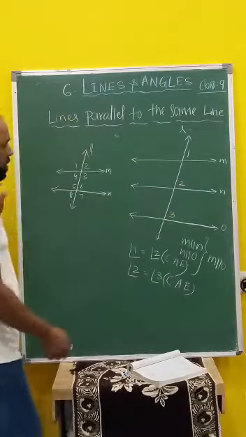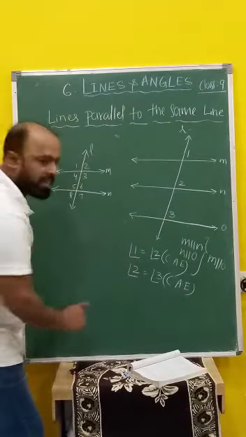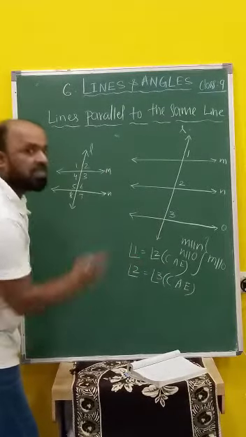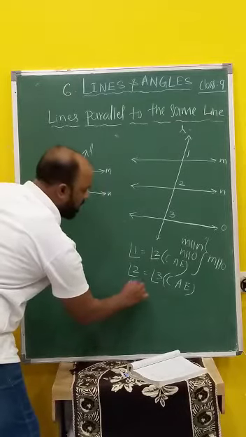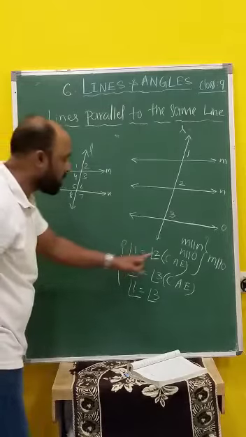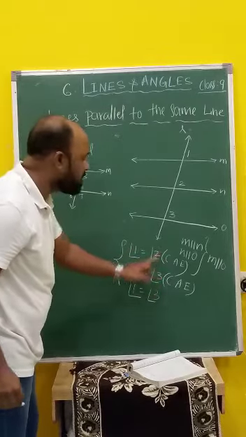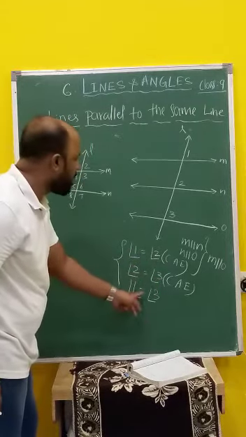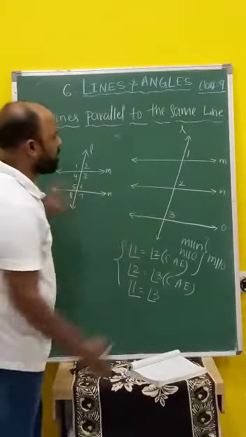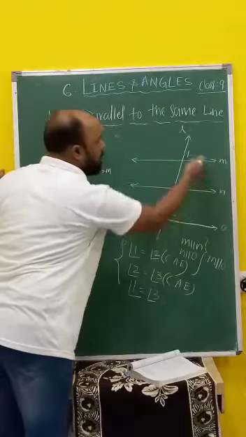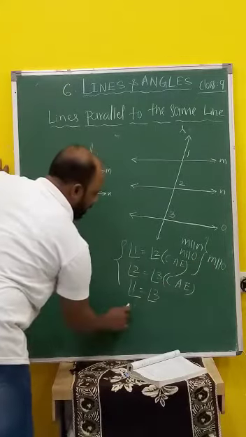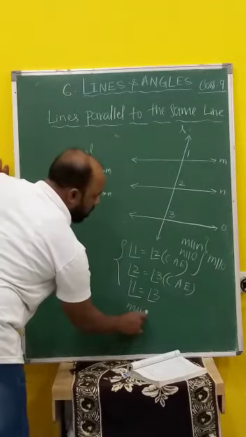Now come to the conclusion. 1 is equal to 2, and 2 is equal to 3. Then is 1 equal to 3 possible? Yes, obviously possible. Angle 1 is equal to angle 3. From these two, 1 is equal to 2 and 2 is equal to 3, and 2 is the common angle for both. Then obviously angle 1 is equal to angle 3. Clear, children? If angle 1 is equal to angle 3, then what happens? Corresponding angles are equal. Therefore, M is parallel to O.